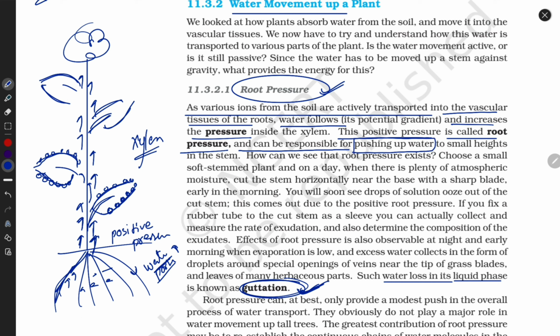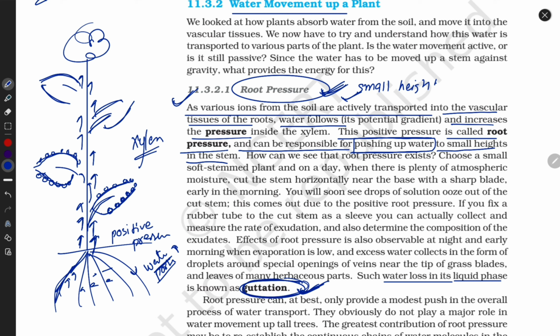Look at the word, be specific: pushing up water to a small height. This pressure is always applicable for small height plants. Remember this thing. This is applicable for small height plants, okay, not tall plants. This pressure is accepted with small height plants.